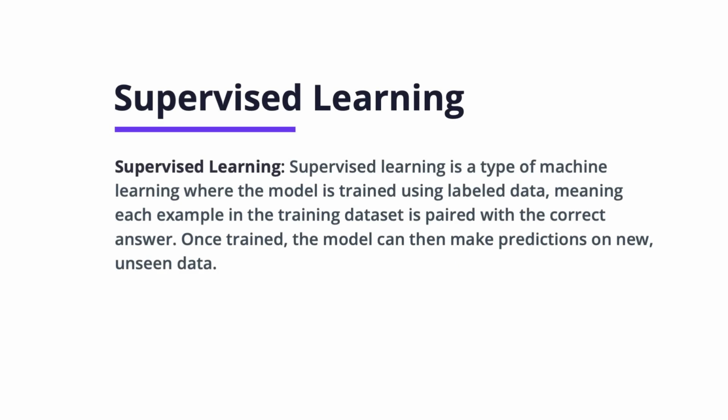Two more important terms that we frequently hear are supervised learning and unsupervised learning. Supervised learning is a type of machine learning where the model is trained using labeled data, meaning each example in the training data set is paired with the correct answer. Once trained, the model can then make predictions on new or unseen data. That is what we saw with the regression model, where we had the input variables and the output variable. We knew, and we refer to that output variable as the labeled data. We know what that observation was, or we know what value or category it was in.